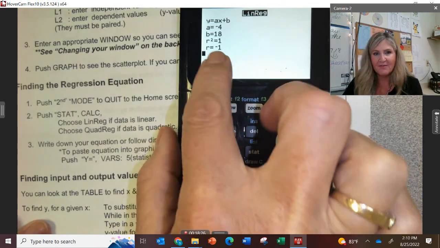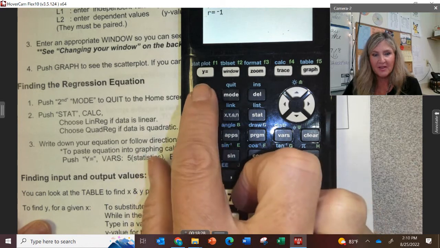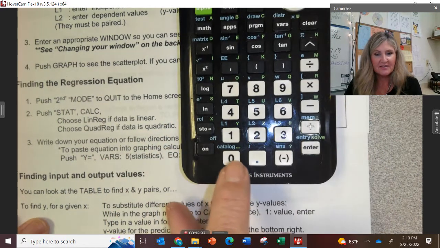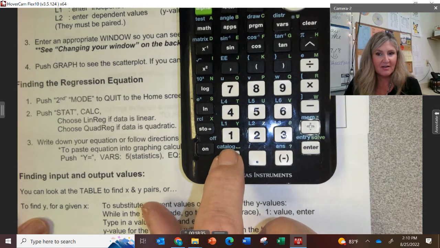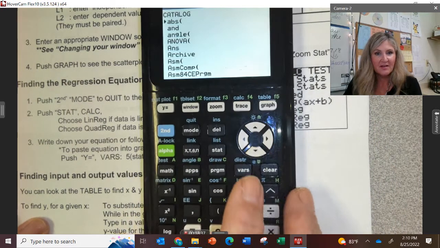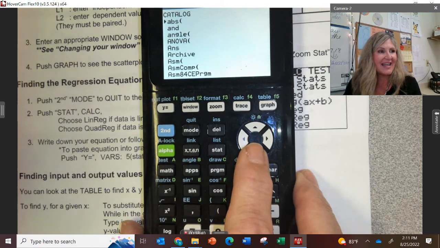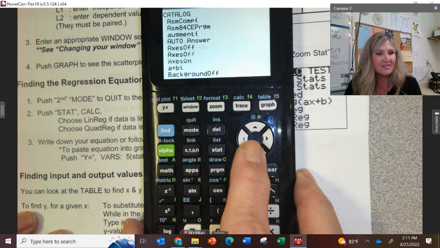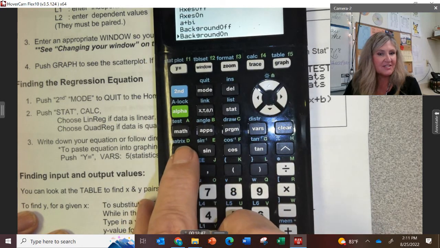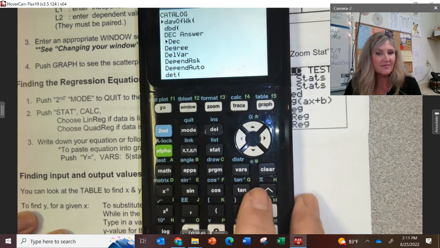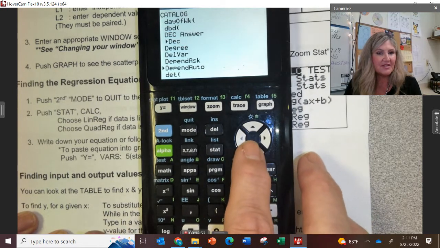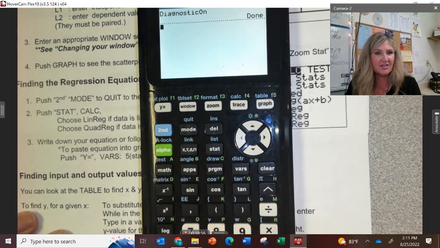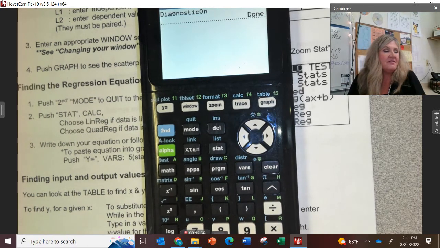If you do not have R equals, follow along with me. You're going to go to the catalog, so you're going to do second, 0 to get to catalog. Now I want to go down and do diagnostics on. So instead of sitting here and scrolling down to the D's, I'm going to push the letter D. Just push D, and get down there to where it says diagnostic on. Push Enter, and then push Enter again, and it should say done.